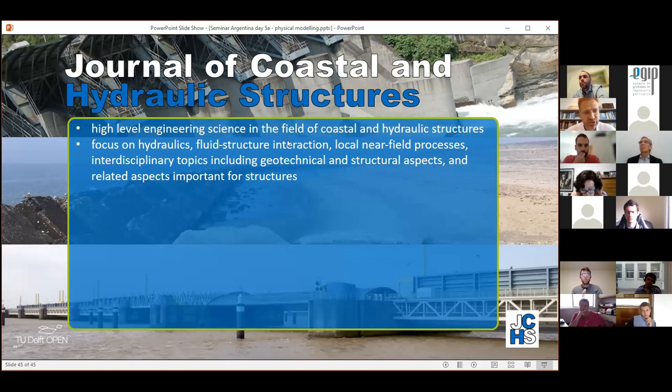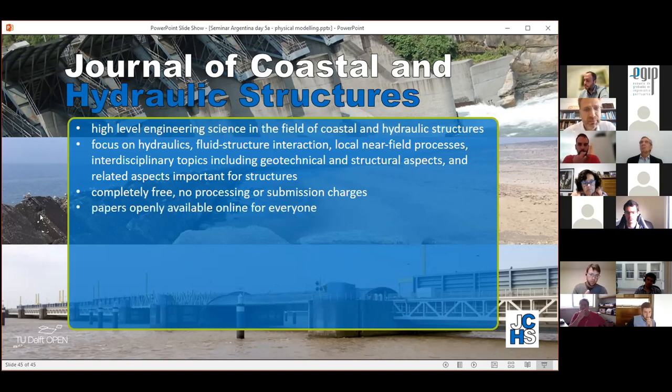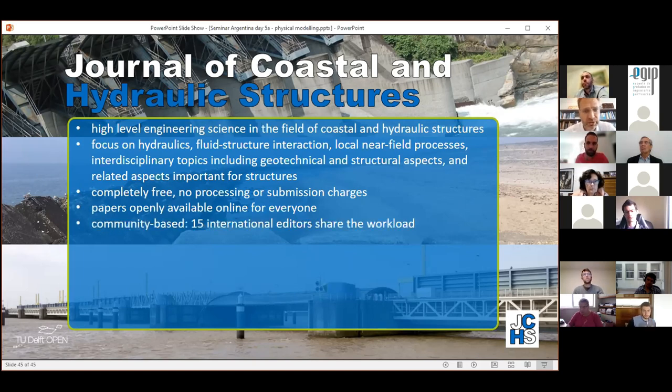So really the small scale fluid structure interaction, as I showed a lot of examples before. And it's completely free, so there are no processing charges or submission charges, also free to read. That was, of course, a drawback of existing journals. And of course, the papers are also open access. We have a large international editorial board and double blind reviews, which is also nice. So the reviewers do not know who they are reviewing a paper from.